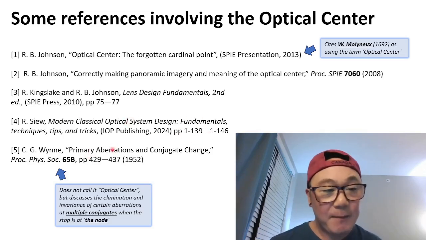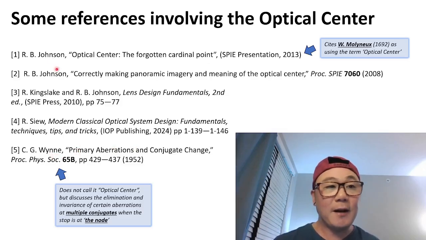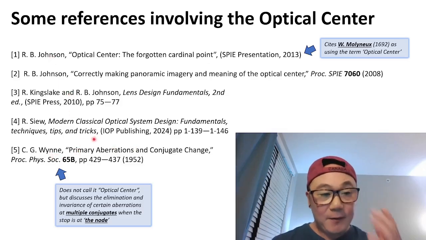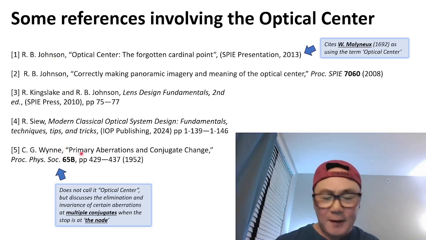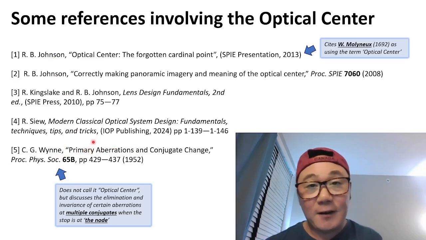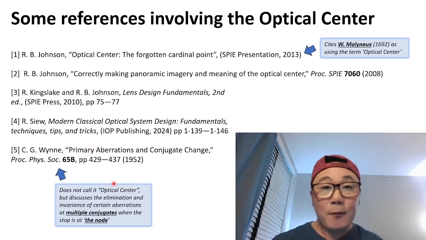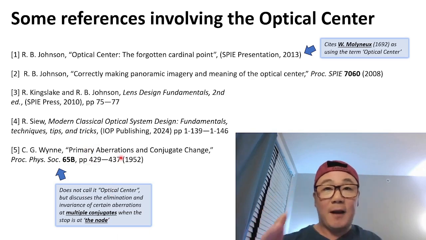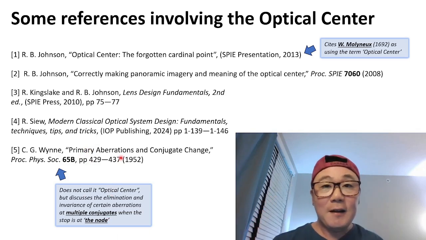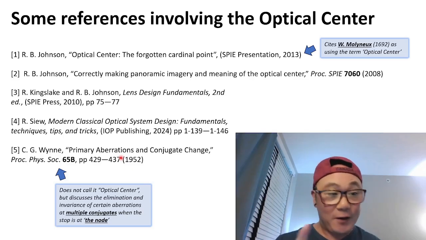And lastly, in this paper by Wynne, this is very interesting. This paper was also brought to my attention by Johnson. In this paper, Wynne doesn't refer to the optical center as the optical center. He talks about the node. What he says is if you put the aperture stop at the node, then some of the aberrations become invariant with conjugate shift, which is very interesting, right?